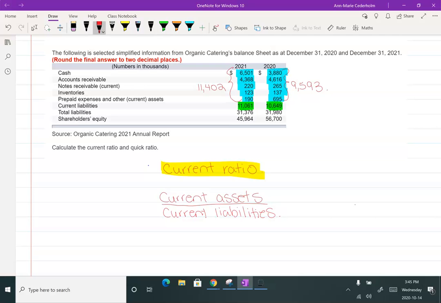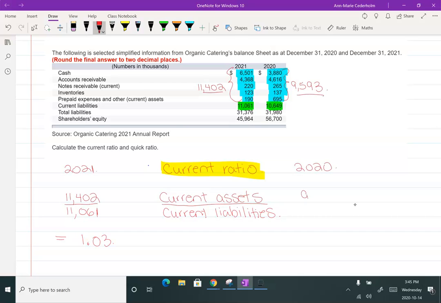So now we have enough information to do our problem. I'll do 2021 over here. My current assets are 11402, so it's just that number there. And if I divide that by my current liabilities of 11061, that gives me 1.03.